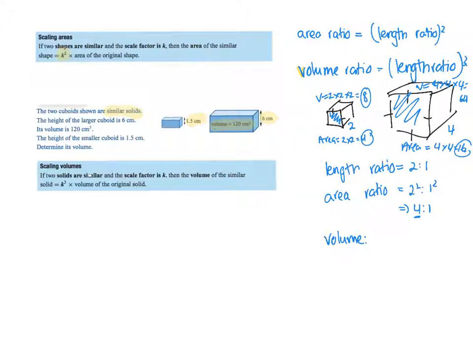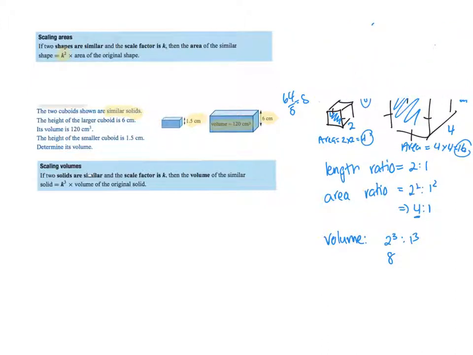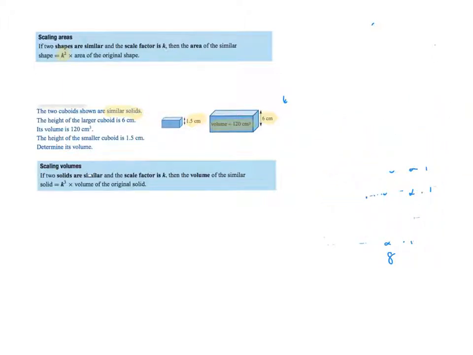Okay, so if you do 64 divided by 8, what do you get? 8. And see if you do 2 cubed compared to 1 cubed, what's 2 cubed? It's 8. So can you see how it works? And that's just to prove it. So we'll do this example here and I'll show you how you can do it. We now know that if we cube the length ratio, we will get the volume ratio.